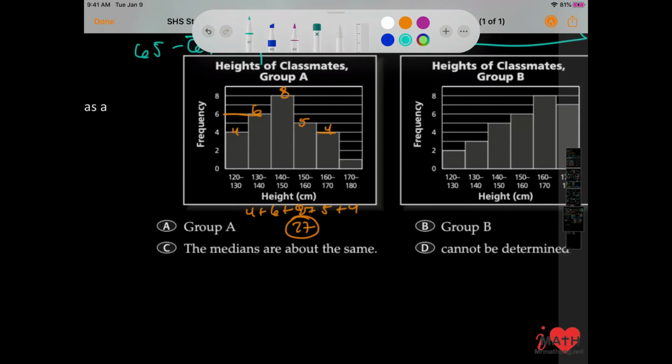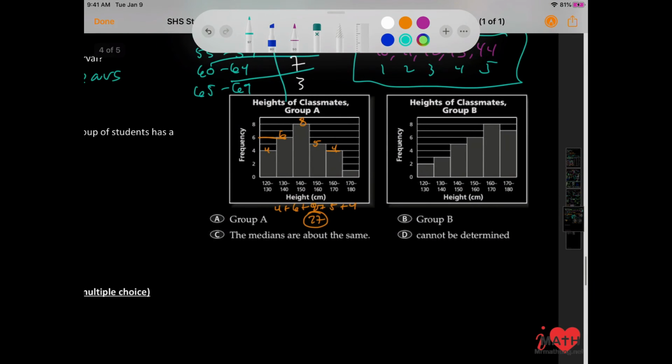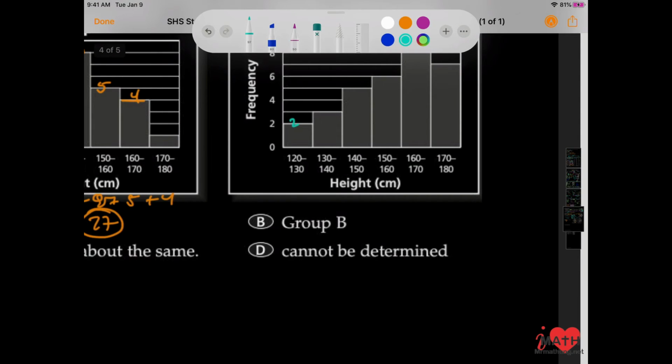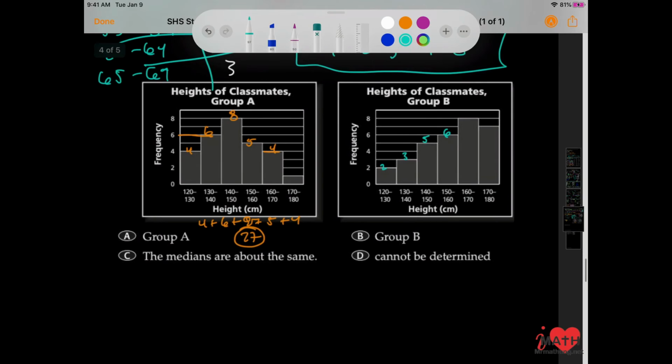Okay, then I go over here, and I'm just counting up the number of students. So 2, 3, 5, 6, 8, and 7. So if I add up all those numbers together, 10, 24, 31. Okay, this just tells me how many students. So number of students in the class. Okay, why did I need to calculate that?